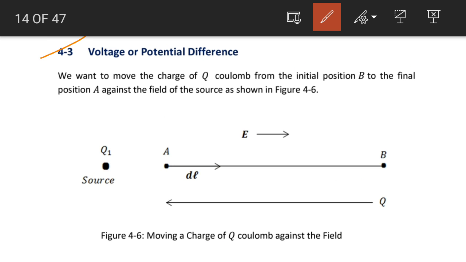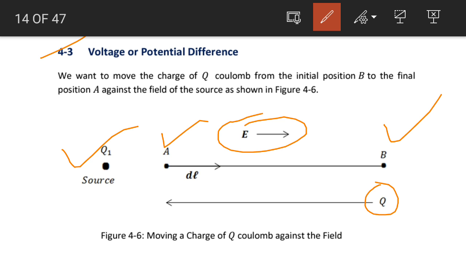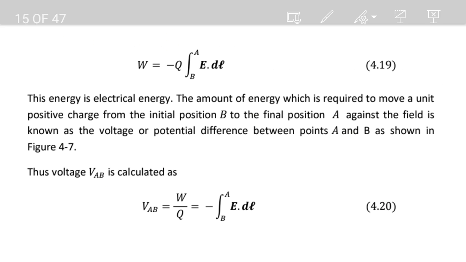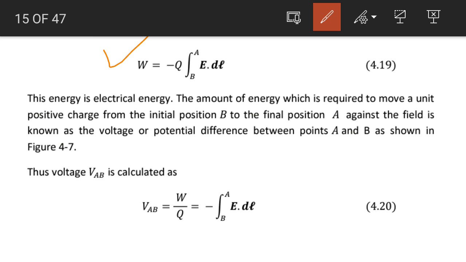Voltage or potential difference. In order to explain the voltage or potential difference, we consider a source in the form of a point charge, and the magnitude of the charge of the source is Q1 coulomb. There will be an electric field in the vicinity of this source, and the amount of energy required to move a charge of Q coulomb from the initial position B to the final position A against the field will be equal to minus Q into the integration of E dot dl from B to A.